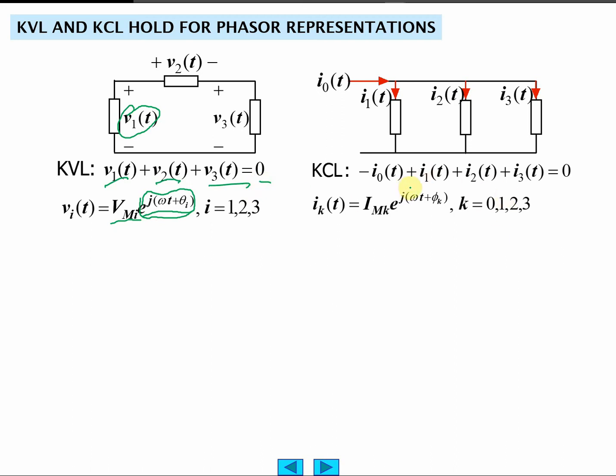There we go. KCL, similarly, current is given by a magnitude and the e to the j omega t plus phase angle component. Just different symbols, just to remind you that these could very well be different numbers. Current might have a phase difference from voltage. Very probable it does, as a matter of fact, in AC circuits.